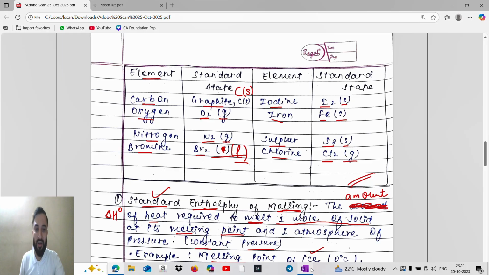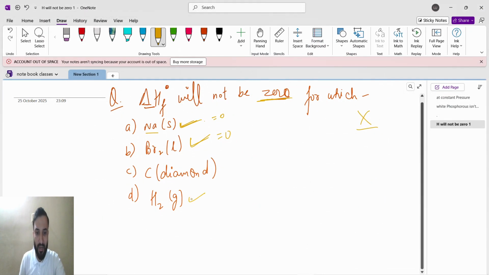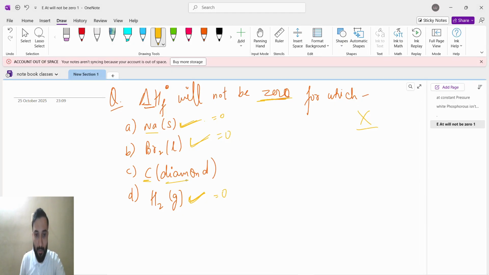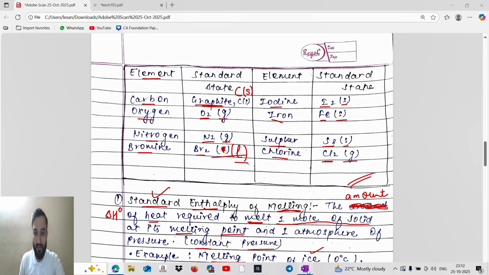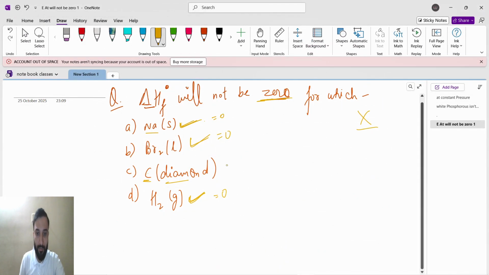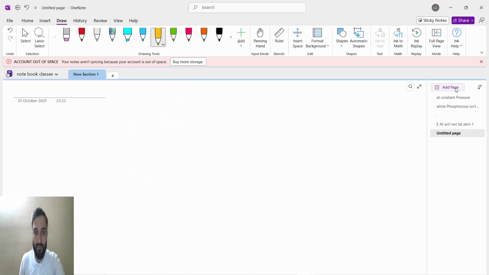H2 is a gas. Hydrogen is what? Here it's not given, but hydrogen we know. Hydrogen is a gas. Standard form for hydrogen is gas, so its enthalpy of formation is 0. Now see here, carbon diamond. Carbon should be in graphite, then only it is in the standard state. So here they have given carbon in the diamond form. This is not in the standard state, so its enthalpy of formation is not equal to 0. Answer is C. Now next question.